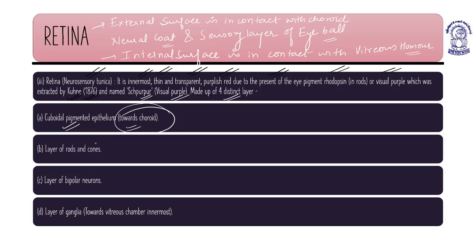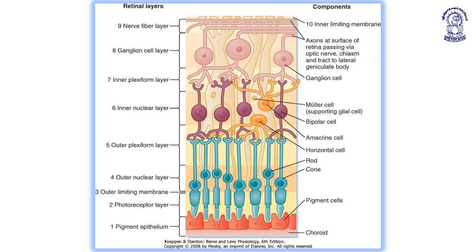External surface. It consists of layers of rod cells and cone cells, a layer of bipolar neurons, and a layer of ganglia towards the vitreous chamber. The innermost layer is towards the vitreous chamber and the outermost layer is towards the choroid. This is the pigmental epithelium.